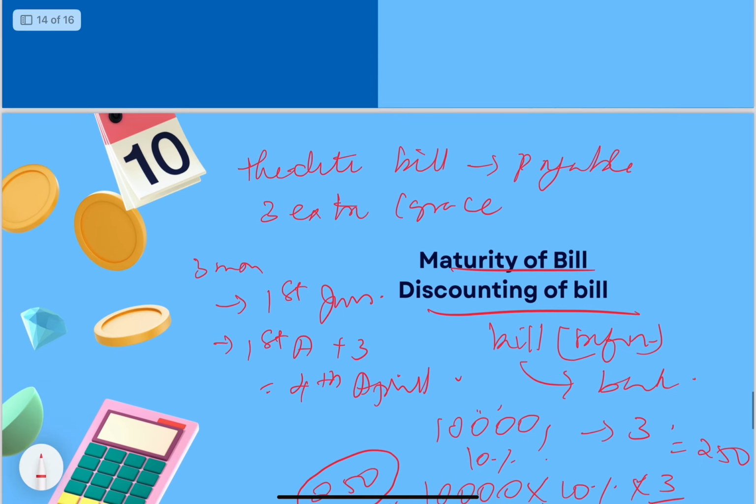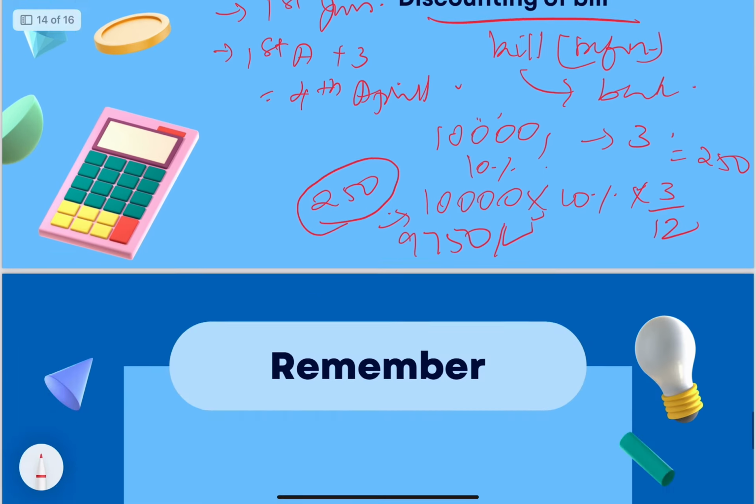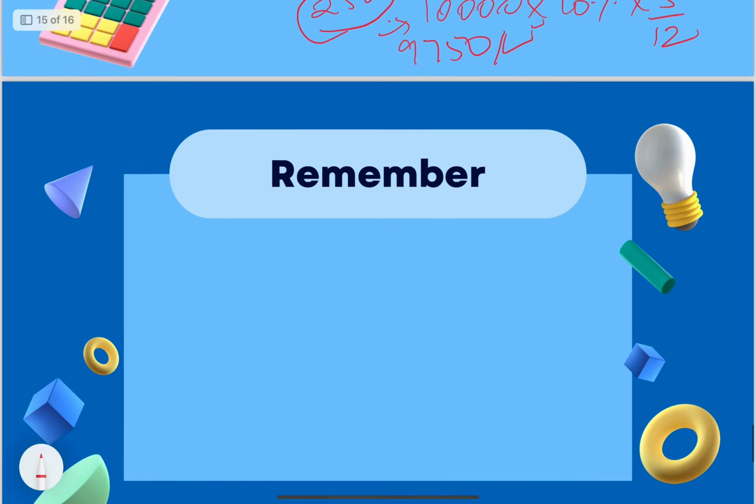So what is a bill of exchange? It is an order to pay. Promissory note is like a promise to pay. Maturity is due date plus 3 days. Discounting will be selling the bill to the bank before the due date, right? So these are the things.